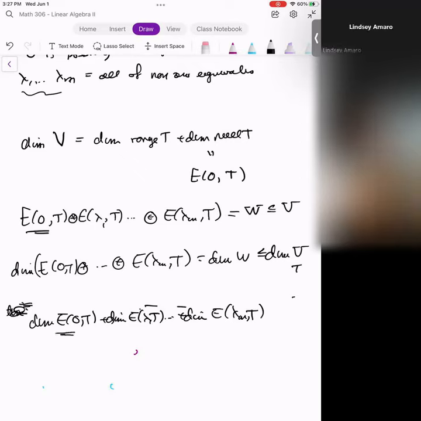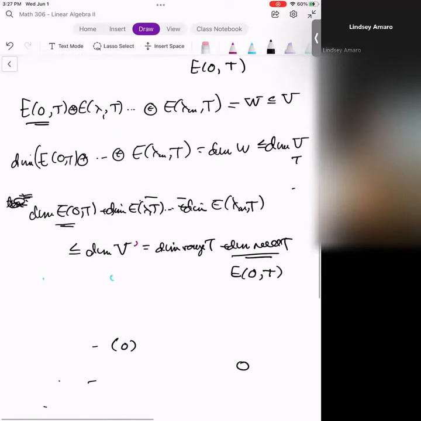By the argument that was made, this is less than or equal to the dimension of V, but the dimension of V, by the fundamental theorem of linear maps, is equal to the dimension of the range of T plus the dimension of the null space of T. But the dimension of the null space of T is the same as the eigenspace of 0. So what do we get in the end? We're going to get this inequality that looks like this.